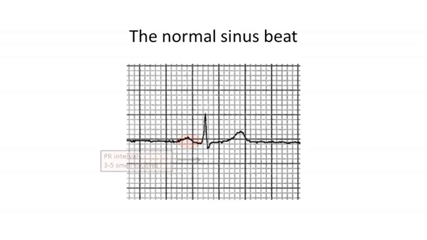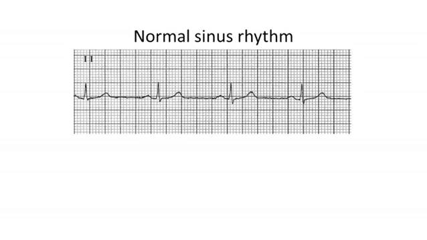The second measurement is the QRS duration, which should be no more than 2.5 small squares in width. A normal QRS duration tells us that the ventricles are depolarizing normally. A run of continuous sinus beats, as you see here, is called sinus rhythm.